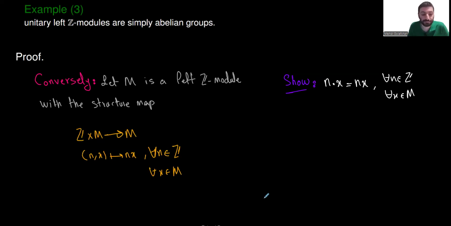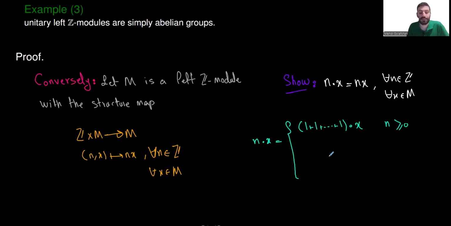So, okay, let's look at n times x. It can be written as 1 plus 1 plus ... plus 1, times x, if n is greater than or equal to 0.